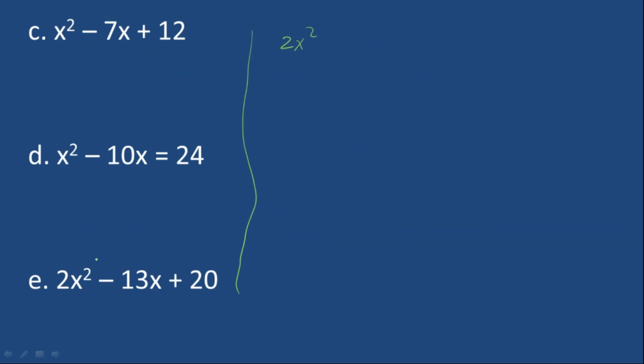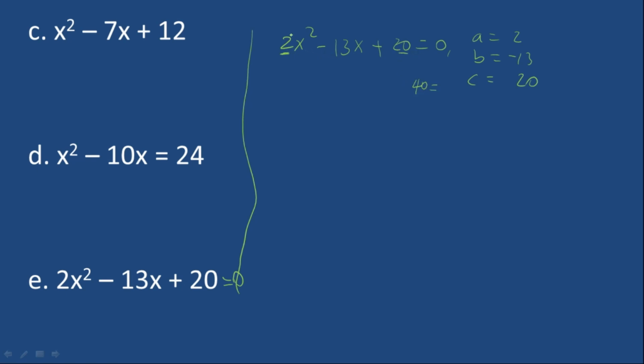2x squared minus 13x plus 20, again it must be equal to 0. From this, a is 2, b is equal to minus 13, and c is equal to 20. In this context you have to remember the coefficient of x squared and c. First you have to multiply c times a. So 2 times 20 is 40.